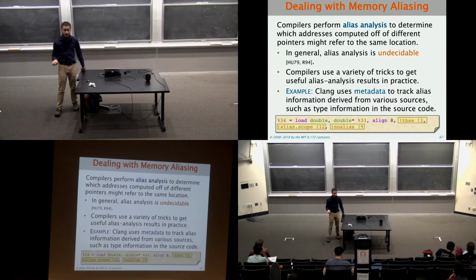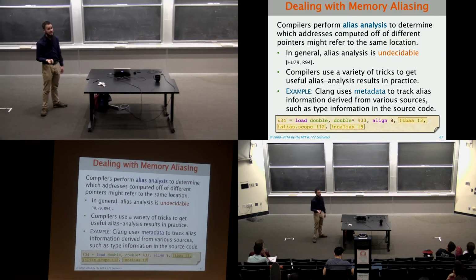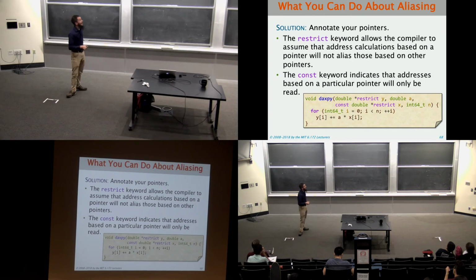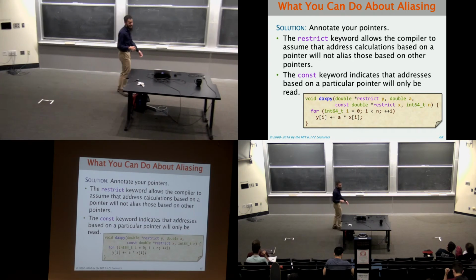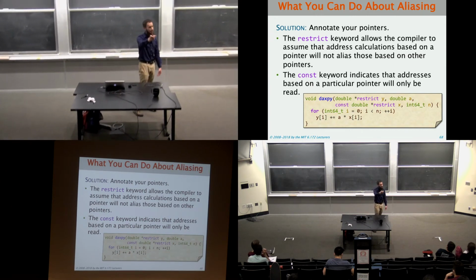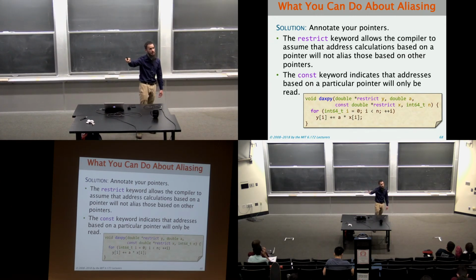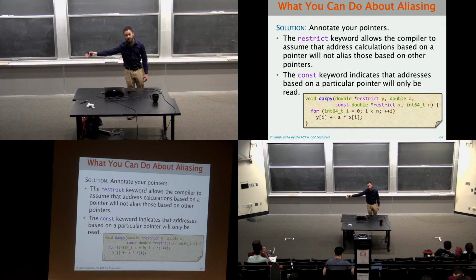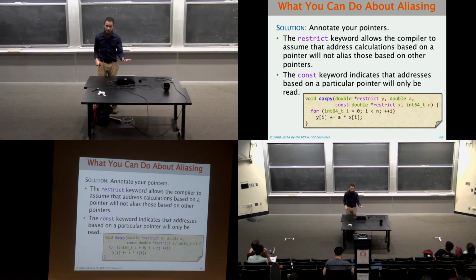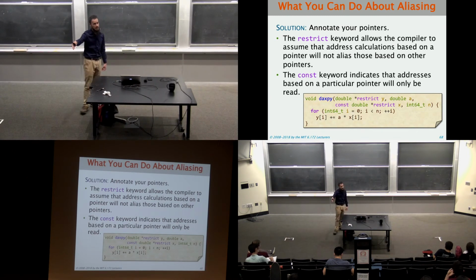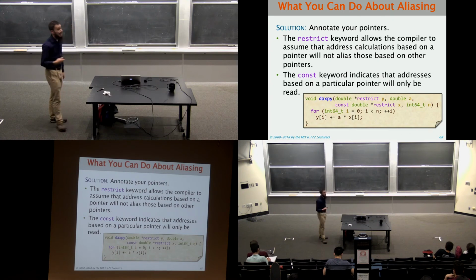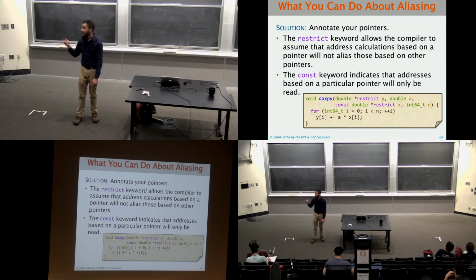Now, what can you do as a programmer to avoid these issues with memory aliasing? Always annotate your pointers, kids. Always annotate your pointers. The restrict keyword you've seen before tells the compiler address calculations based off this pointer won't alias with address calculations based off other pointers. The const keyword provides a little more information. It says these addresses will only be read from, they won't be written to. And that can enable a lot more compiler optimizations.